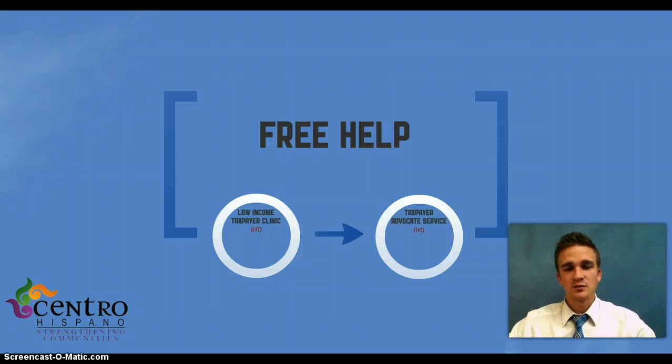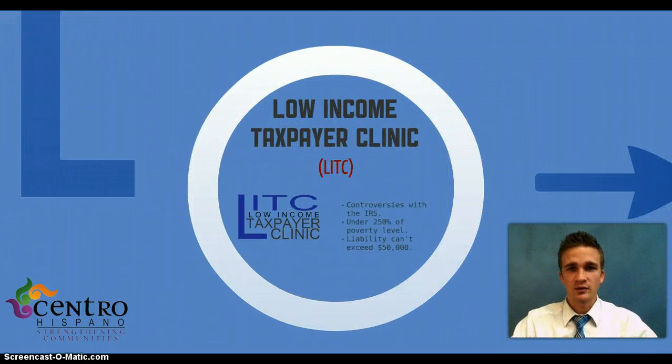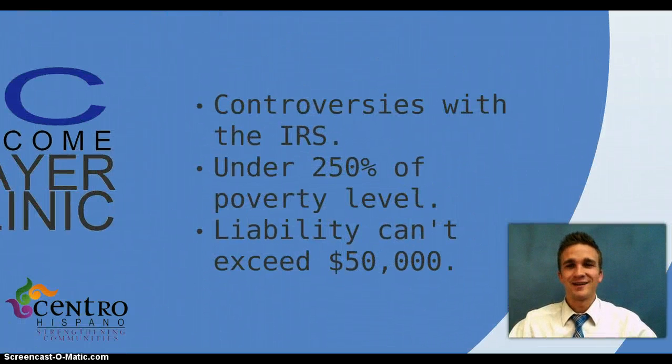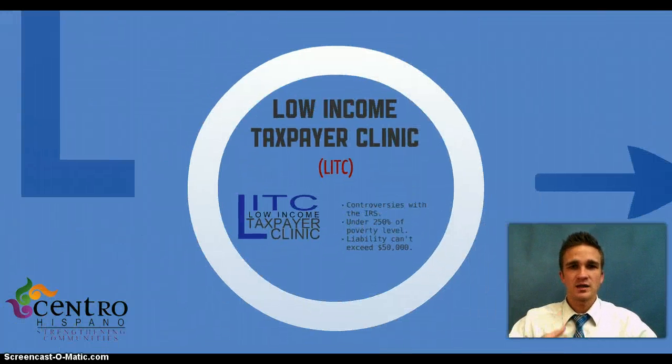And just want to plug in here for Low Income Taxpayer Clinic and the Taxpayer Advocate Service. These are free services that are available to the community. And the Low Income Taxpayer Clinic, as I mentioned briefly at the beginning, I work for Low Income Taxpayer Clinic in Utah, and this is designed to help people with their tax controversies with the IRS. And you have to qualify. You have to be under 250% of the poverty level, and your liability for any given year can't exceed $50,000. But we can help you with any stage of that process, letting you know what the notices mean, responding to them, doing amended returns, installment agreements, things like that.